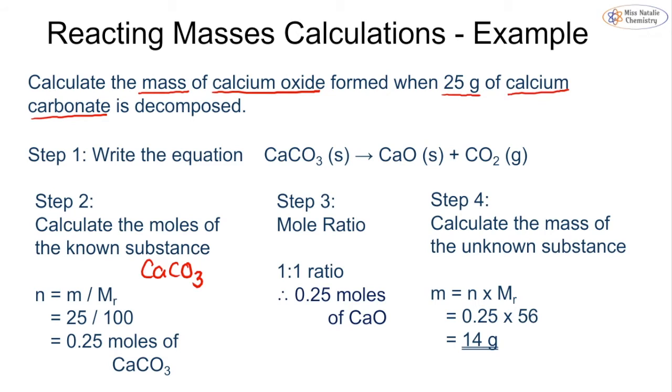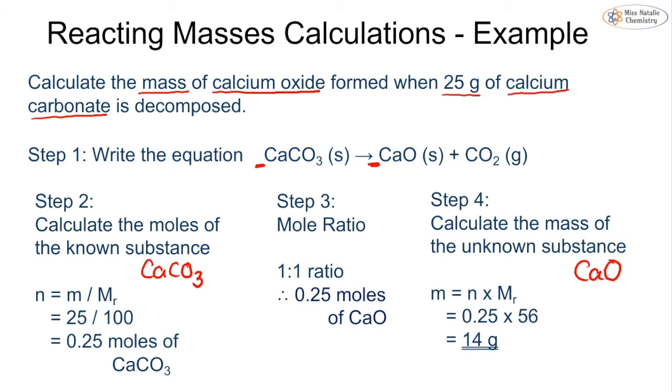I then look at my mole ratio, and to do that I have to look at the coefficients in my equation. Now notice that there is no number in front of the calcium carbonate or the calcium oxide, which means they have a 1-to-1 ratio. That tells me that if I have 0.25 moles of calcium carbonate, I am going to make 0.25 moles of calcium oxide. Now I can go to step 4 and I can look at calculating the mass of the unknown substance being the calcium oxide.